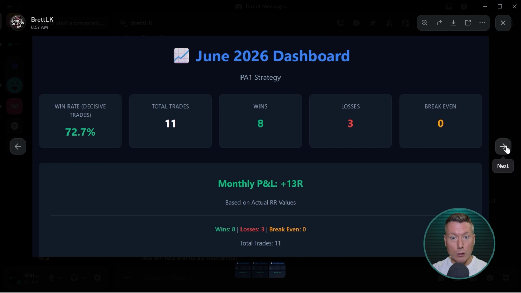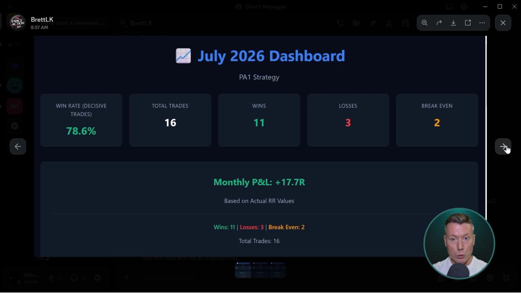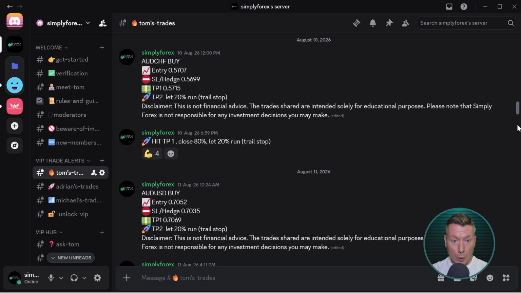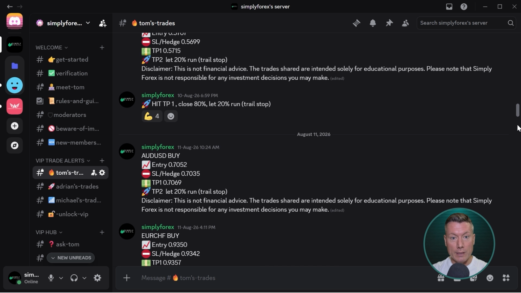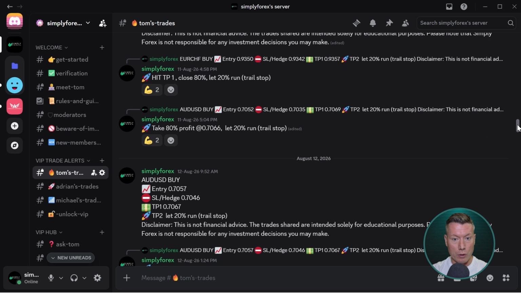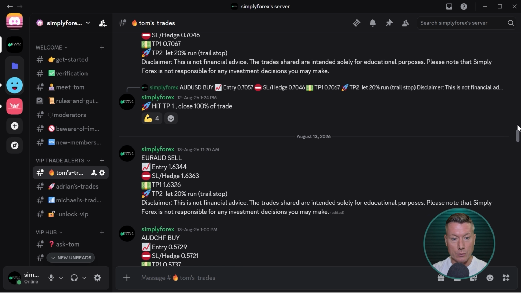So let's look at the results for the last 3 months. We've got June, July, and August. And as you can see, guys, we're making some great profits. More importantly, we share every trade that we take in our VIP Academy as well, guys, right? So just scroll down. You can see we're having great success with these trades.